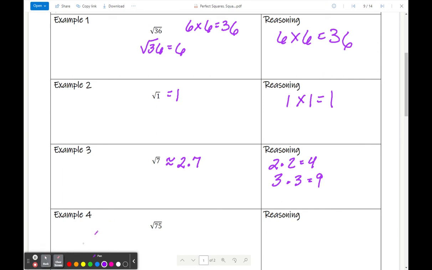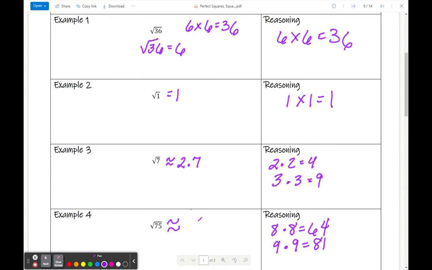Let's go ahead and look at example 4, the square root of 75. So thinking about 5 times, no, okay. 6 times 6 is 36. That's still way too small. 7 times 7 is 49. Okay, still too small. 8 times 8 is 64. That's closer. 9 times 9 is 81. So 8 squared is 64, 9 squared is 81. So again, I don't have a perfect square here, so I have to estimate.